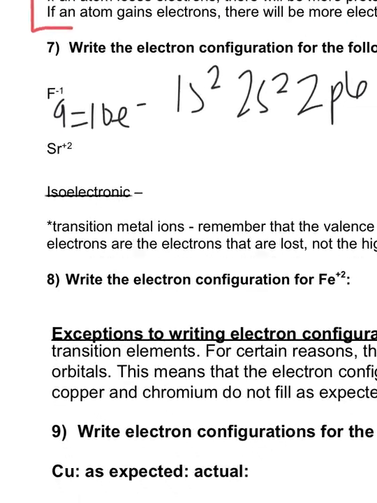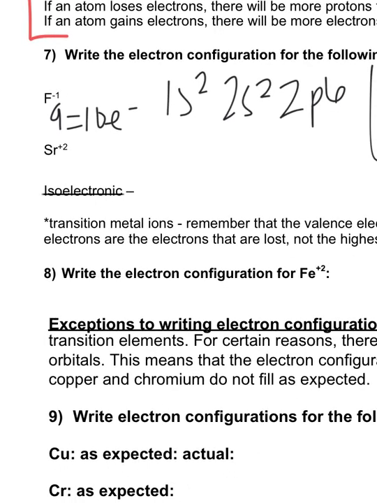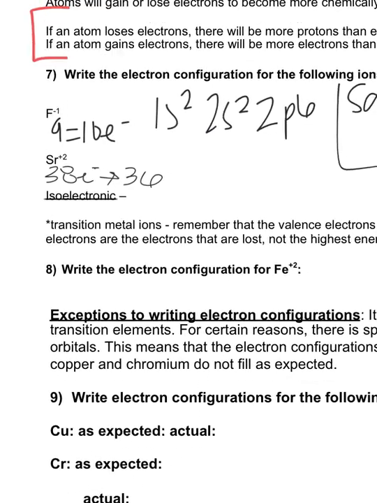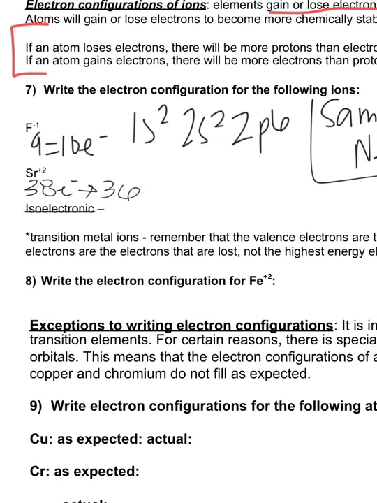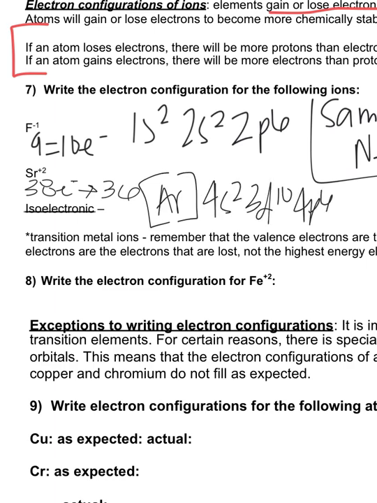Okay, strontium 2+. Strontium typically has 38 electrons. Plus 2 means it lost 2, so now it has 36. And then we're going to do the shorthand for this one, because this one's kind of long. So this should be argon, and it's going to be 4s2, 3d10, 4p6.